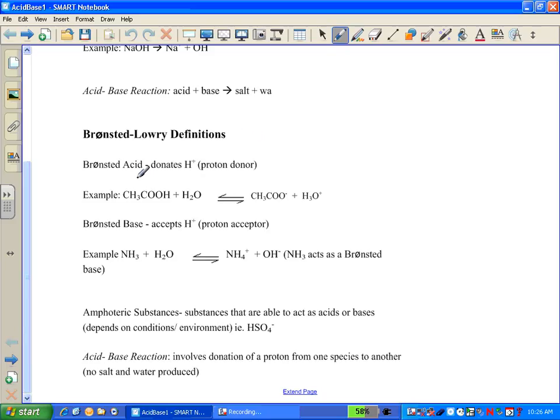The Bronsted-Lowry definition of an acid and base involves protons. When we look at a proton in chemistry, what we're talking about is an H+ ion. What you can remember is that hydrogen has one proton and one electron. So when it becomes H+, what we're left with is a bare proton in solution. That's why we call H+ a proton.